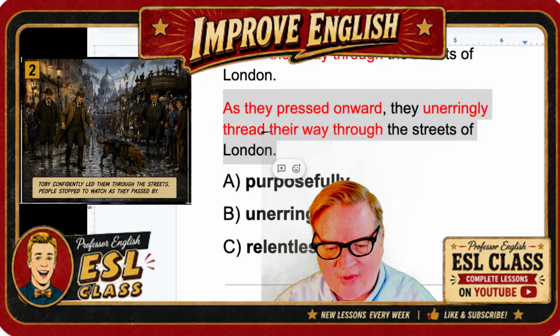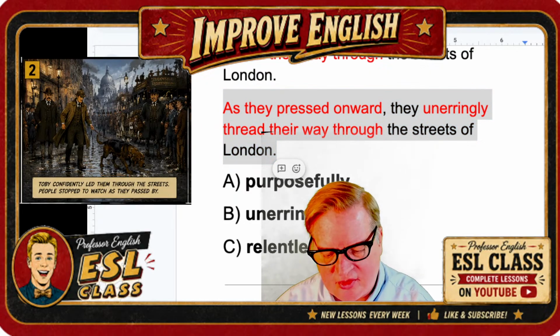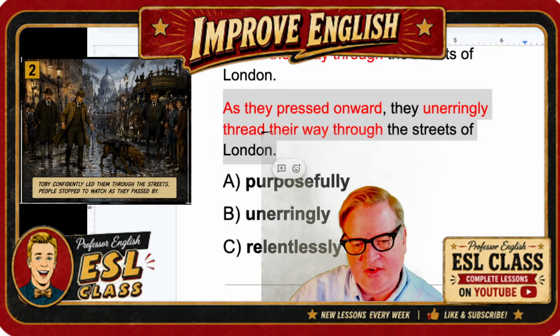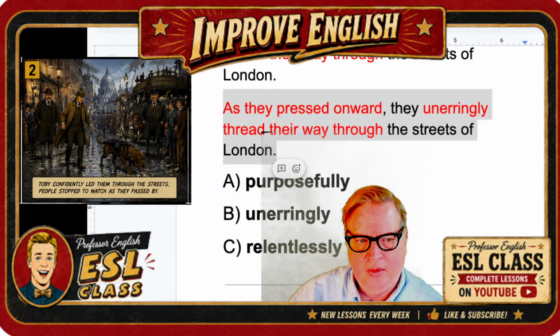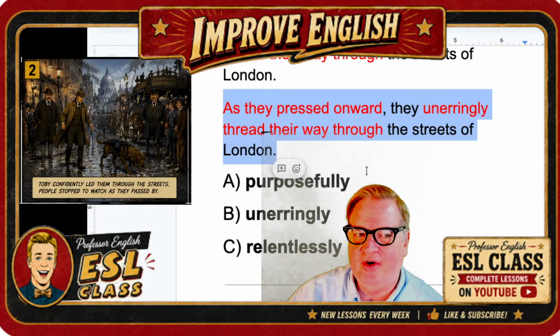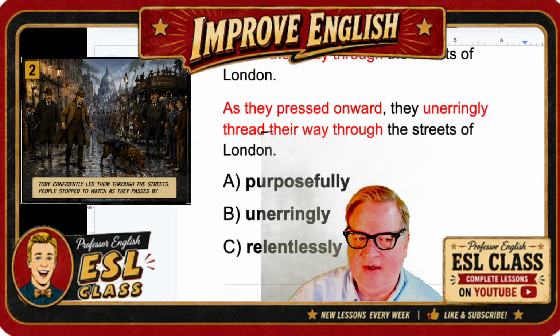Can you read the whole sentence and try to pay attention to the important words and how they should sound? Sure. They pressed onward. They unerringly thread their way through the streets of London. Okay, right. So that's a pretty fancy sentence that we've just made here.